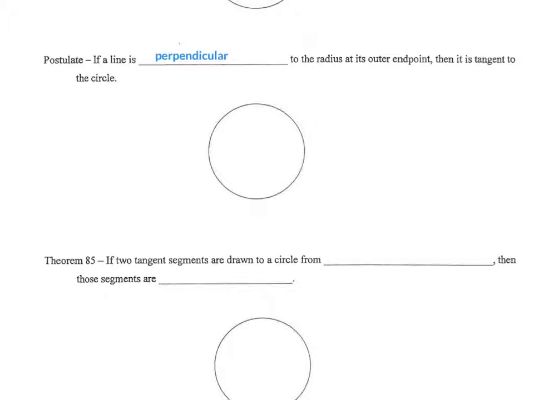The next postulate says that if a line is perpendicular to the radius at its outer endpoint, then it is tangent to the circle. So if we know that this line is perpendicular to the radius, then it is the tangent.